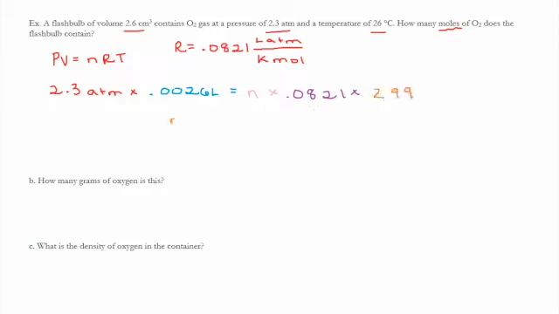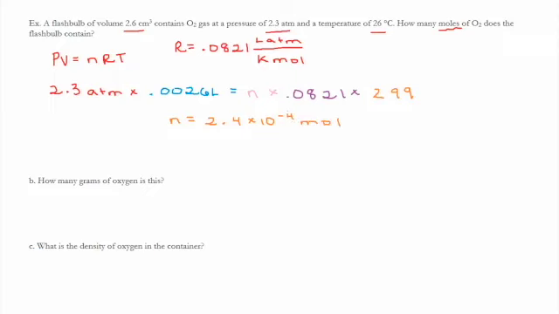And so when I solve for my n, I multiply 2.3 by 0.0026, divide that by 0.0821, divide that by 299, and my answer, having 2 sig figs, is 2.4 times 10 to the negative 4th moles. Okay, so that's the first part of this problem.